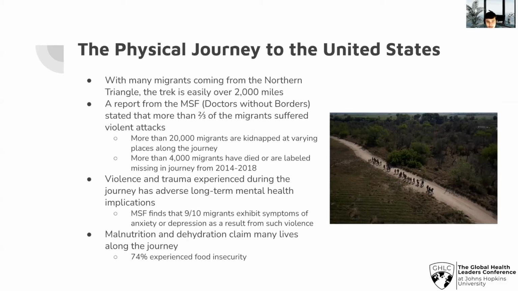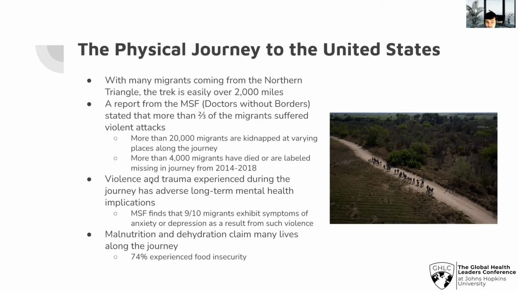So I want to start talking about the physical journey that migrants face to get to the United States. Most migrants come from the Northern Triangle, which is basically a group of countries below Mexico in Central America. And the trek is easily over 2,000 miles when they start from there and end at the border. A report from MSF, which is Doctors Without Borders, stated that more than 2/3 of the migrants suffered violent attacks on their way to the United States. To be exact, more than 20,000 migrants are kidnapped at varying places along the journey, and more than 4,000 migrants have died or are labeled missing on the journey from 2014 to 2018.